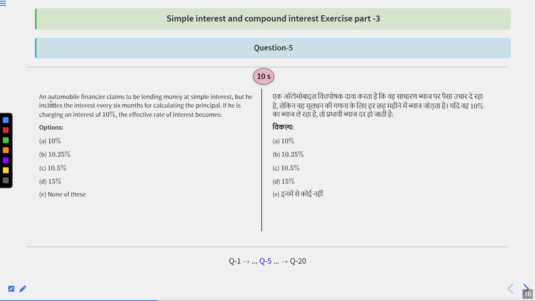Next one. An automobile financer claimed to be lending money at simple interest, but he includes the interest every 6 months for calculating the principal. If he is charging an interest of 10%, the effective rate of interest becomes? You have 5 options and 10 seconds to analyze the question. Your time starts now.